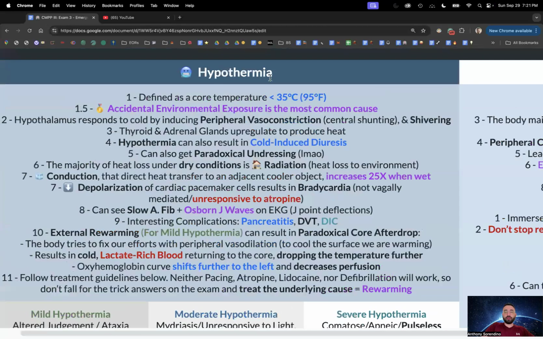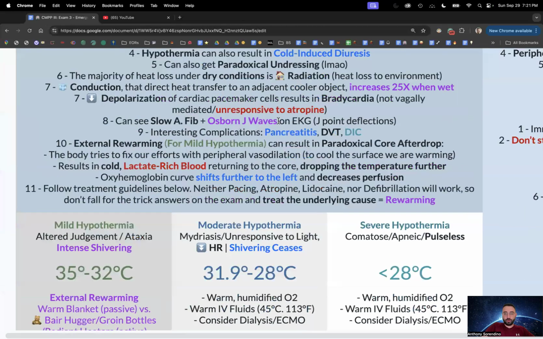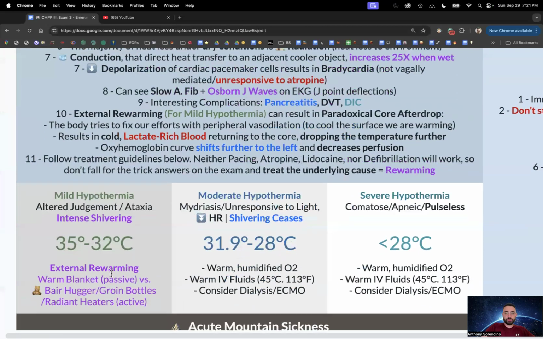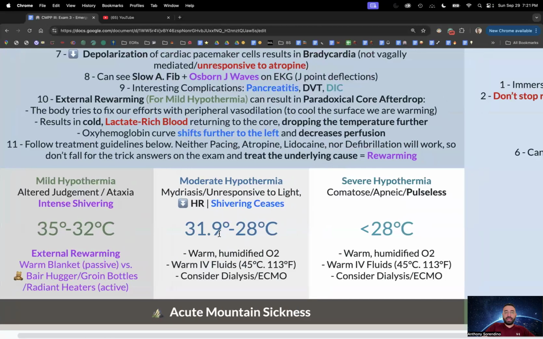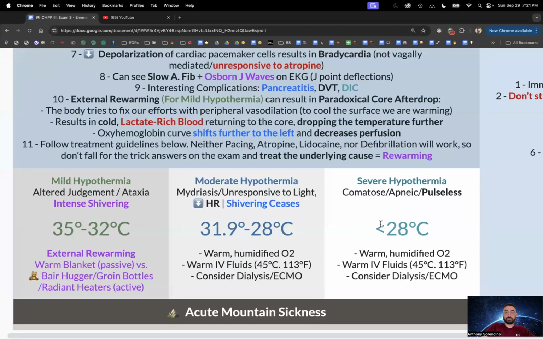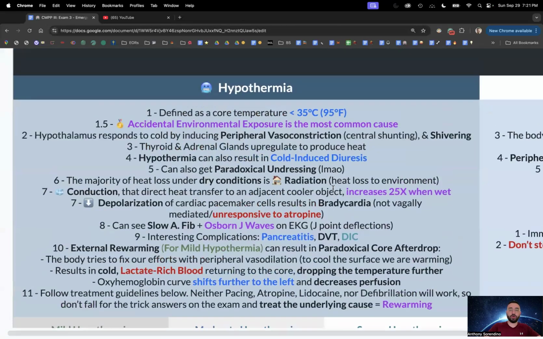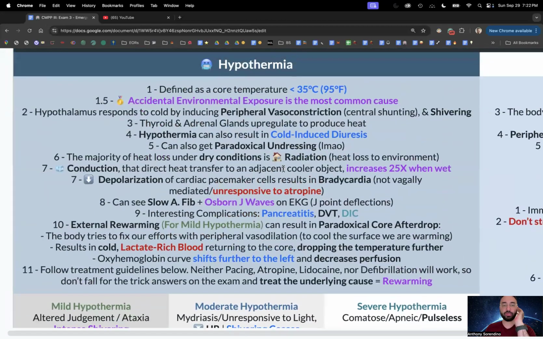All right, moving on to the cold. This nice solid 35 and 95 is a great number to know for hypothermia: less than 35 Celsius or 95 Fahrenheit. There are three categories here. For 35 to 32, you're good to use external rewarming like a Bair Hugger, a warm blanket, groin bottles, things like that, warm water. On the opposite side of the spectrum, less than 28, you could become pulseless. That's not good. So 35 and 28 are good Celsius numbers to know in terms of hypothermia. And 101 to 104 for heat exhaustion should get you where you need to go.